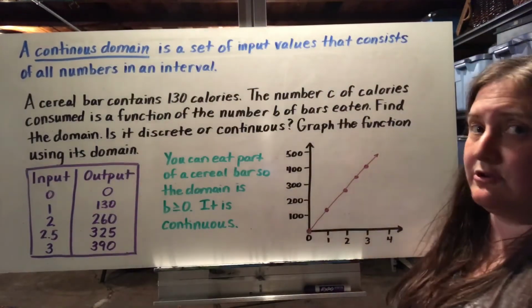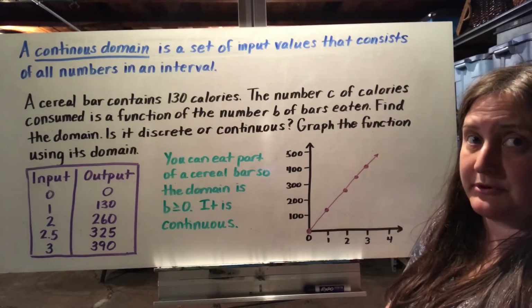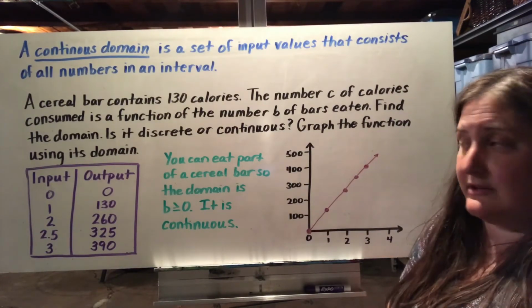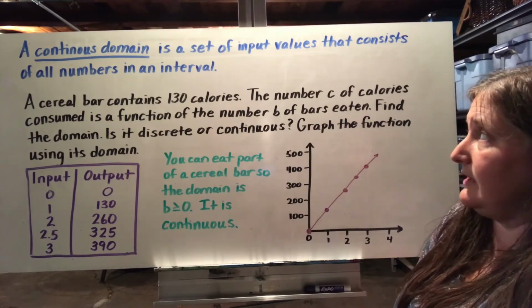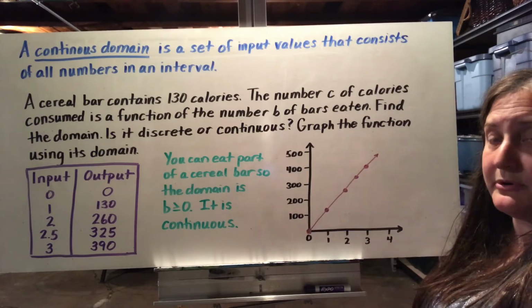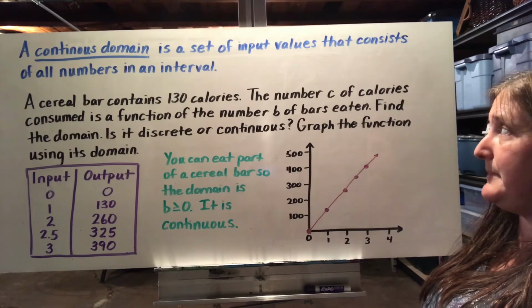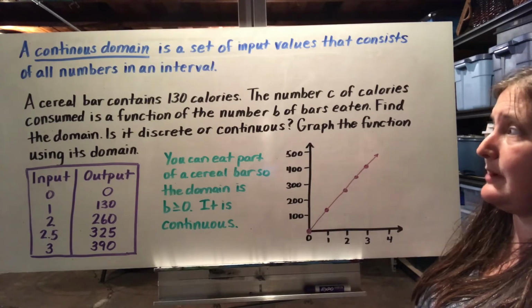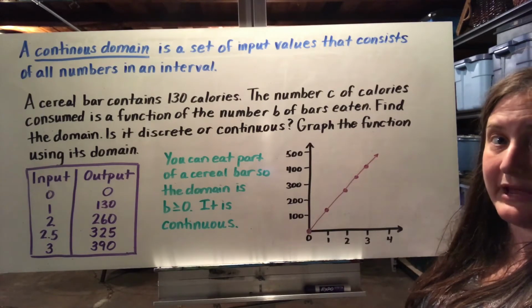A continuous domain is a set of input values that consists of all the numbers in an interval. Let's look at another problem that is an example of a continuous domain. We have a cereal bar that contains 130 calories. The number C of calories consumed is a function of the number B of bars eaten. They want us to find the domain, state whether it's discrete or continuous, and graph the function using its domain.